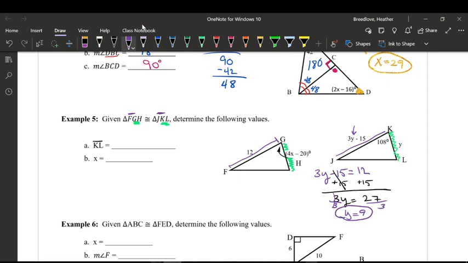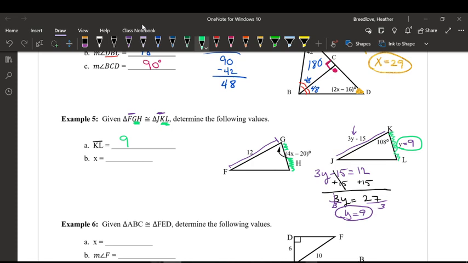And if I write that over here, y equals 9. Now I know the length of KL. KL has a length of 9. I don't know what the unit is. It could be 9 miles or 9 centimeters. It doesn't say. Just 9.